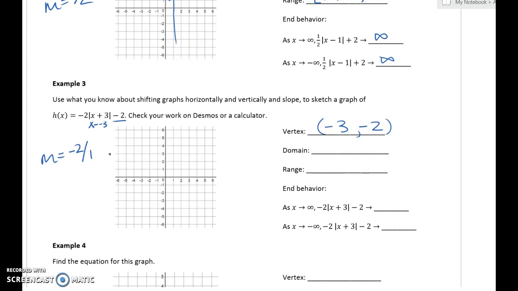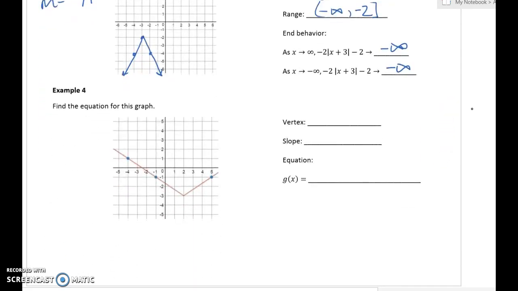When your a coefficient is positive, it's going upwards, making a U, and when it's negative, it goes downwards, making somewhat of an N shape. So let's plot our vertex, negative 3, negative 2, and then we'll deal with our slope, down 2 over 1, and then the mirror image. And we can connect those. So now our domain, as with all absolute value functions that we'll deal with, negative infinity to infinity. Our range actually goes from negative infinity and then stops at negative 2, and it's included because there's a point there. So now as x goes to infinity, f of x goes to negative infinity. And as x goes to negative infinity, f of x also goes to negative infinity.